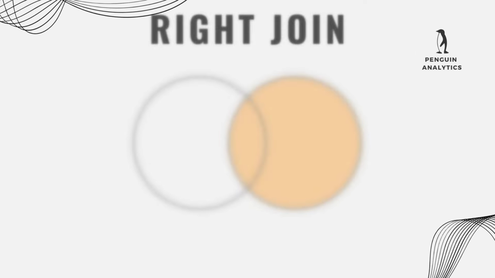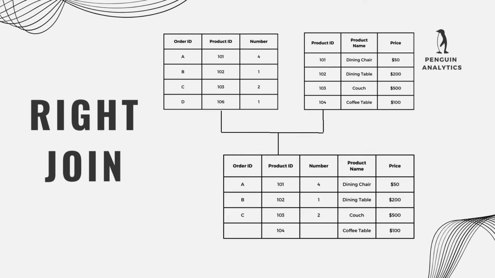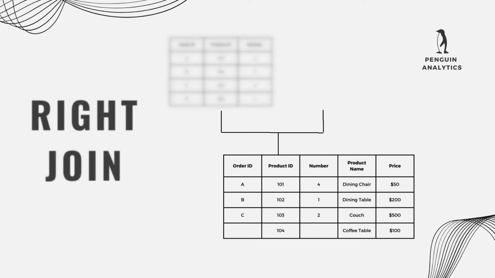A right join works the same way as a left join, except that all rows from the right table are included, and any corresponding rows in the left table that don't have a row in the right table are not included. Now you can see that product ID 104 is included in the final table because it has a row in the right-hand table, even though it doesn't have a corresponding row in the left-hand table. The items that we get from the left-hand table, the order ID and the number sold, are both blank because we don't have any information for those 2 columns.